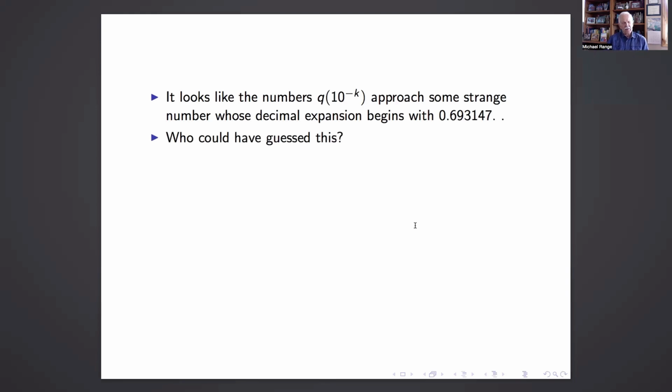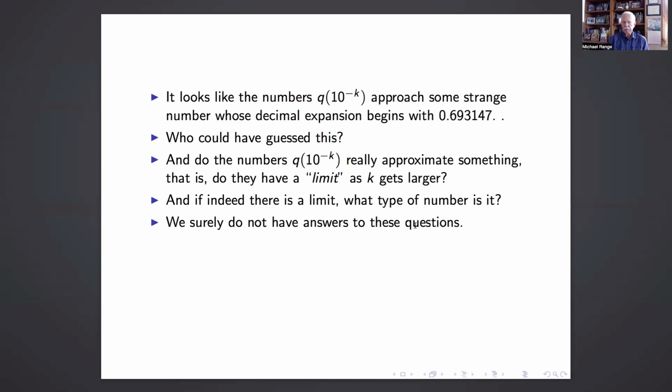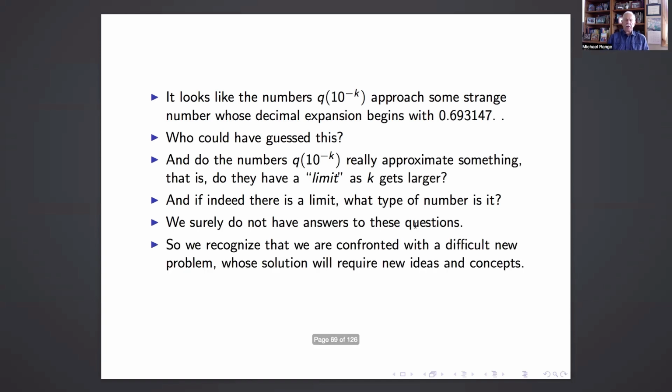Well, could you have guessed this? No way. And the question, of course, is, do the numbers q at 10 to the minus k really approximate something? That is, do they have a limit as k gets larger? And if indeed there is a limit, what type of number is it? Well, we surely do not have answers to these questions.